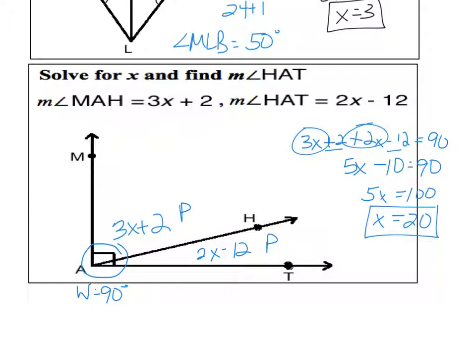Now it wants to know what's the measure of angle HAT. Okay, so HAT, if I put 20 in, then 2 times 20 minus 12. 2 times 20 is 40. Minus 12 is going to give me 28 degrees. That is angle HAT.